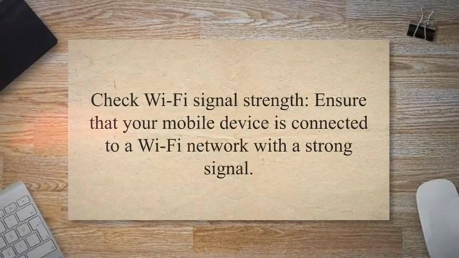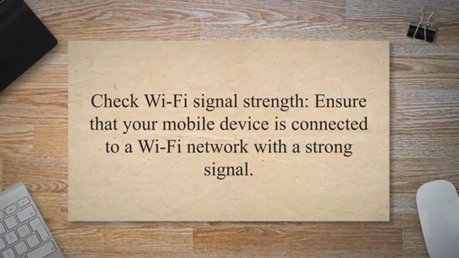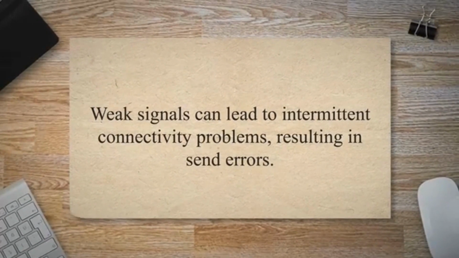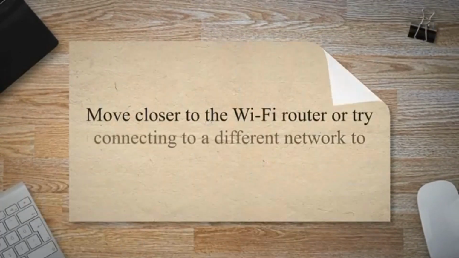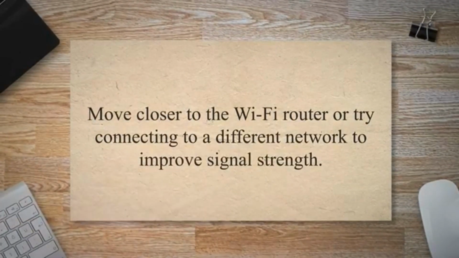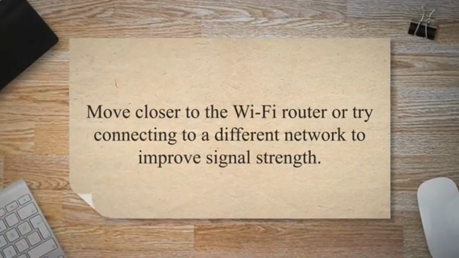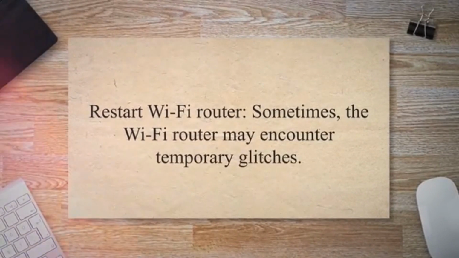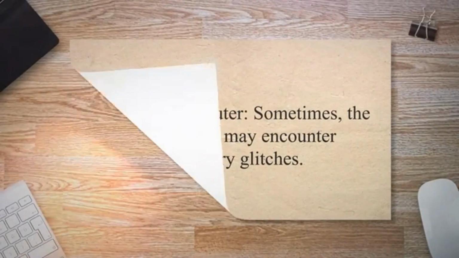Ensure that your mobile device is connected to a Wi-Fi network with a strong signal. Weak signals can lead to intermittent connectivity problems, resulting in send errors. Move closer to the Wi-Fi router or try connecting to a different network to improve signal strength. Restart Wi-Fi router. Sometimes, the Wi-Fi router may encounter temporary glitches.